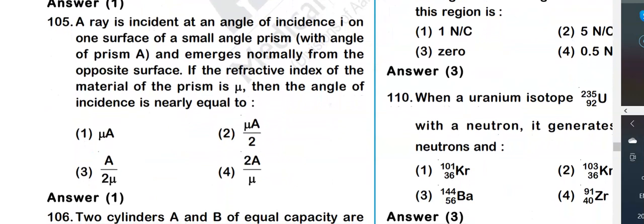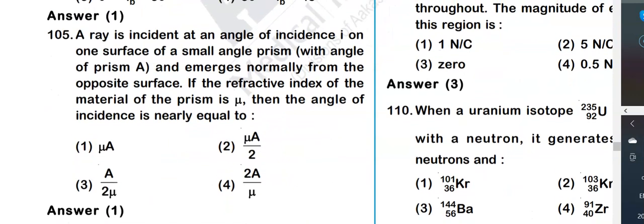105th question. A ray is incident at an angle of incidence I on one surface of a small angle prism and emerges normally from the opposite surface. If the refractive index of the material of the prism is mu, then the angle of incidence is nearly equal to, let's solve this.